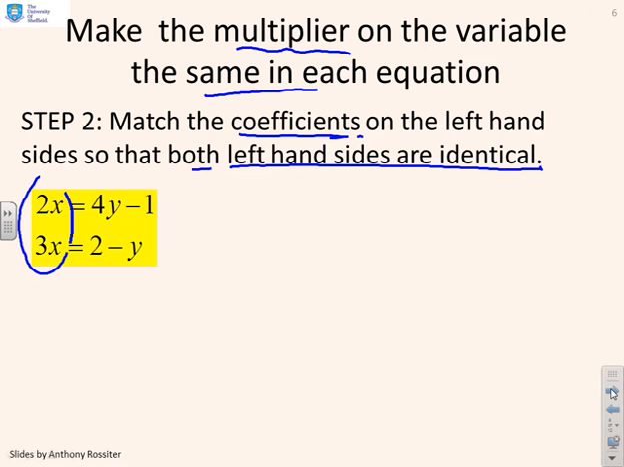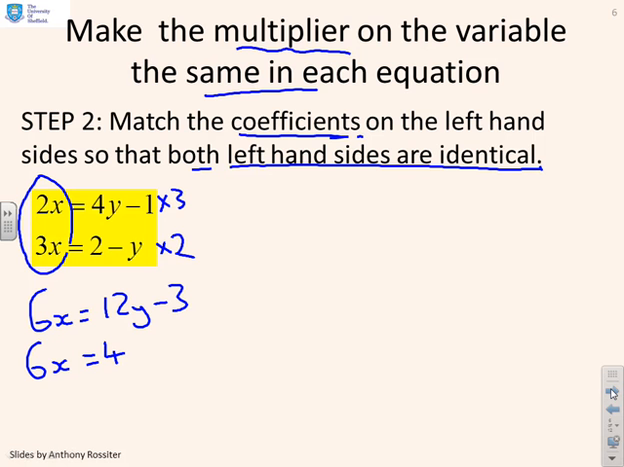If you look here, you'll see we've got a 2x and a 3x. If I want to make those identical, I can multiply this one by 3 and this one by 2. And what I will end up with is 6x equals 12y minus 3, and 6x equals 4 minus 2y. And so you notice the multiplier is such as to make the left hand side the same. So that's step 2, make the left hand side the same.